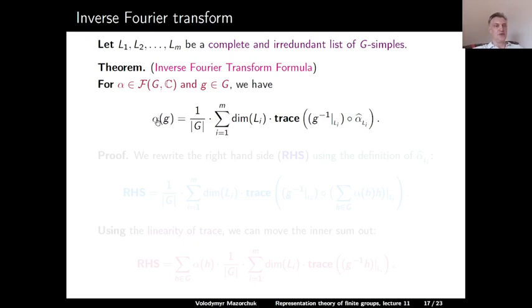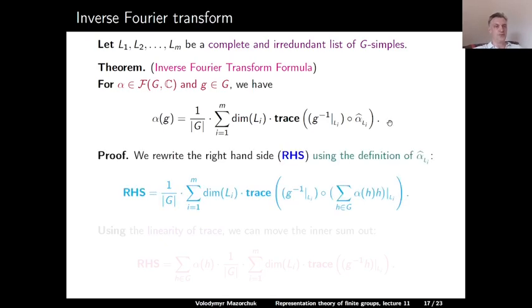And note that to determine the function alpha, we need to know the Fourier transform of alpha relative to all simple G modules. Proof: we rewrite the right-hand side of the inverse Fourier transform formula using the definition of alpha hat. So we write here the linear operator, which describes the action of U alpha on Li. So this is a linear operator, sum over all h in G, alpha of h times h.